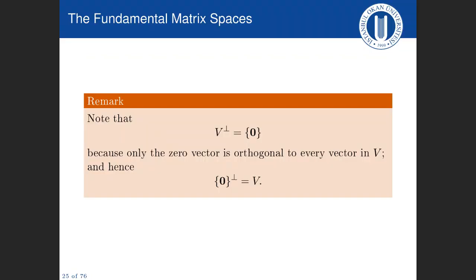Now, note that the orthogonal complement of a vector space V is just the set containing the zero vector. Why? Because only the zero vector is orthogonal to every vector in V. And then if we take the orthogonal complement of both sides, like this, then of course the orthogonal complement of the set containing just the zero vector is the whole vector space V.